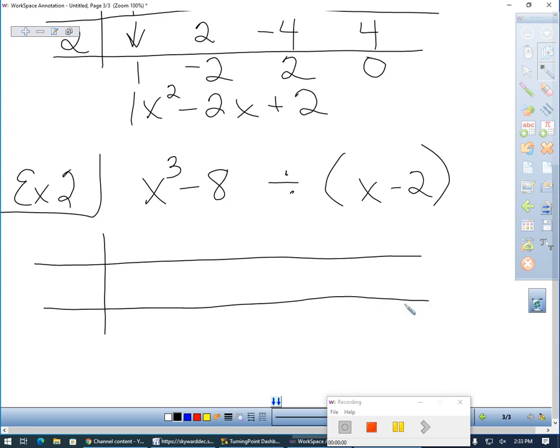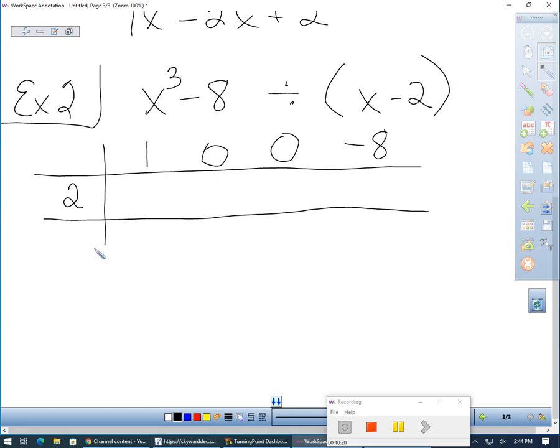So when we do our coefficients across the top, we have 1x to the third, we have 0x squared, we have 0 x's, and then we have minus 8. Our 0 for this factor is 2. All right, here we go. We're going to go ahead and divide these.